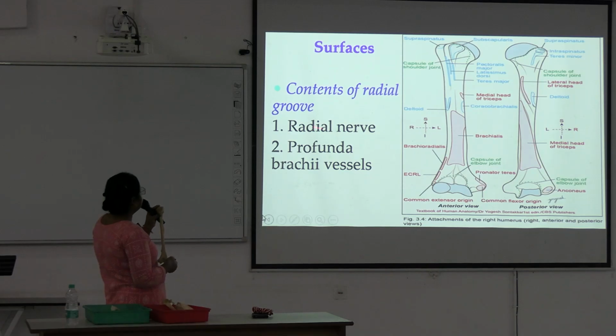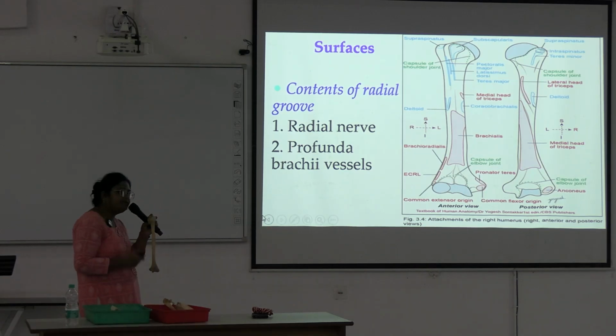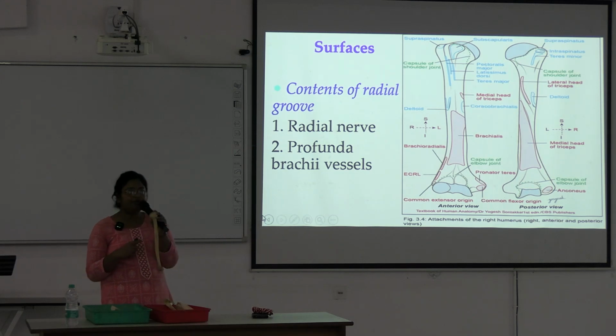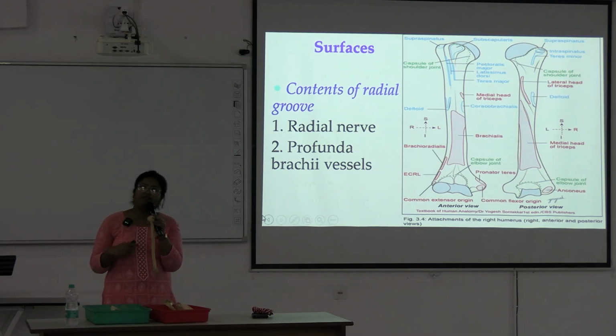Now, what are the contents of the radial groove? Radial nerve and profunda brachii vessels. Very frequently asked, very important. Contents of the radial groove.